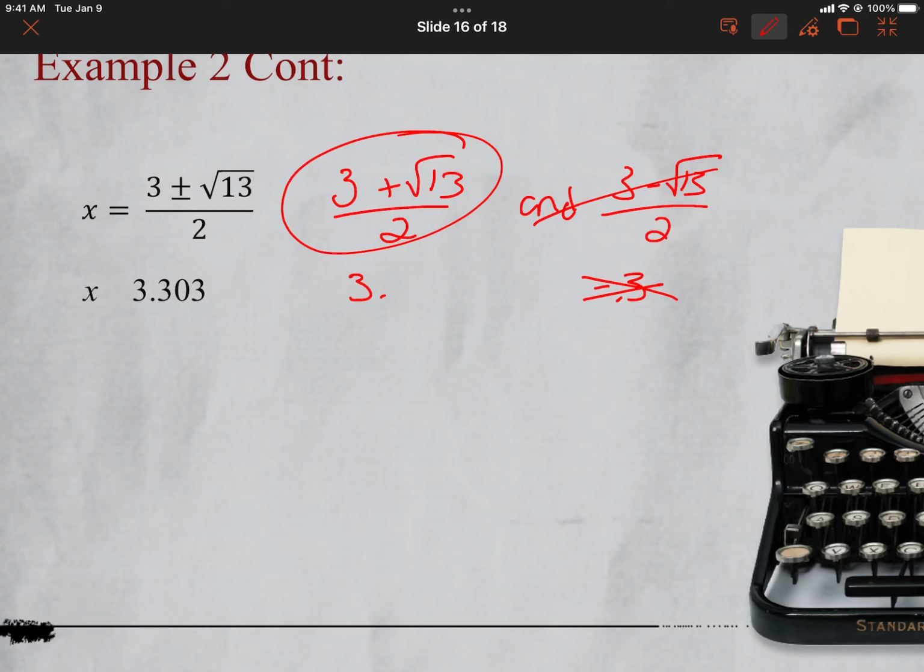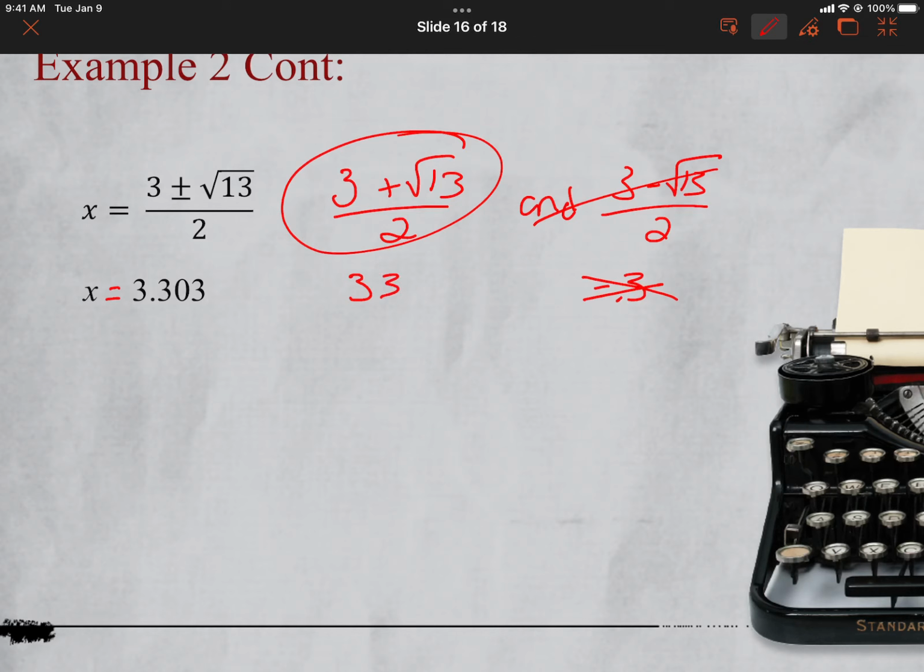Oh, it's 3 point, there we go. It's 3.303. This one's negative 0.303, I believe, if you put it in your calculator. So you're going to throw out the negative because that's not in the domain of our natural log, and so we only have our one answer with the positive on this one.